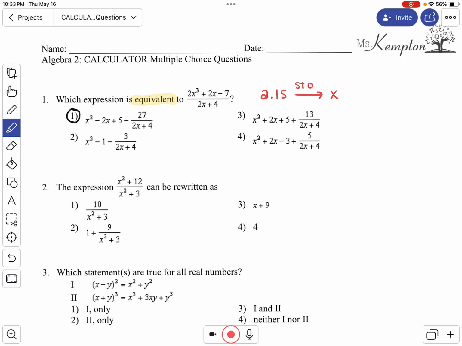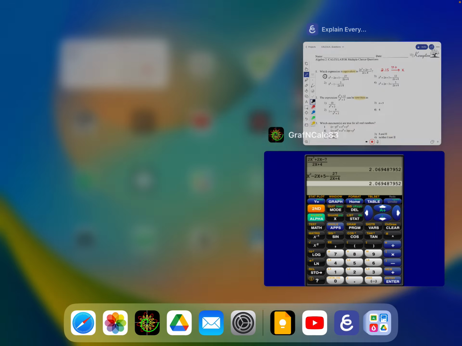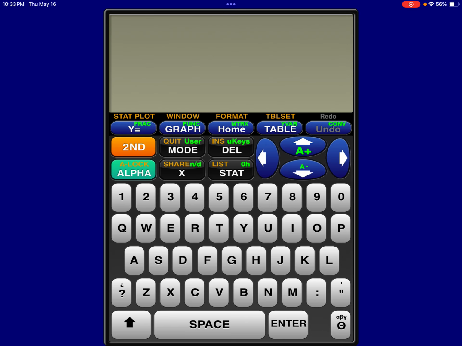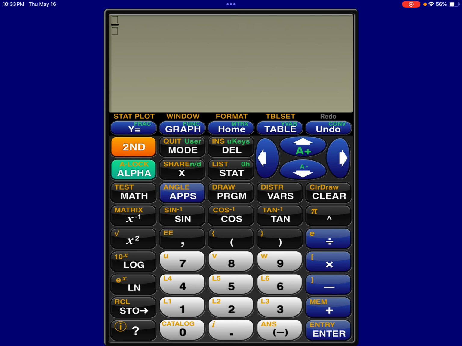Okay, question 2. The expression can be rewritten as. So rewritten is kind of like saying it's the same. It's almost like saying that it's equivalent. So again, I can go ahead and use my calculator trick for this. So I'm going to go ahead and plug in exactly what I see on the paper. And I'm going to go ahead and substitute the options.